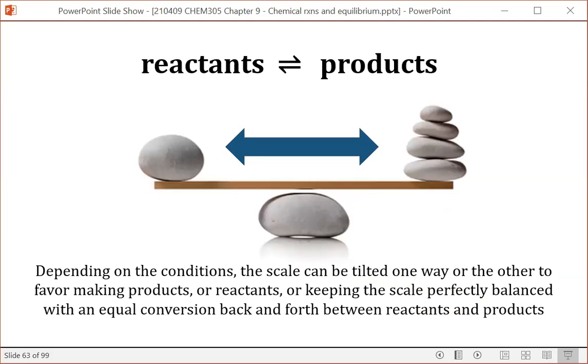And so depending on the conditions in these reversible reactions, our scale can essentially be tilted one way or the other to favor making products or to favor making reactants. Or we could keep the scale perfectly balanced with an equal conversion back and forth between reactants and products so that neither side is favored over the other.